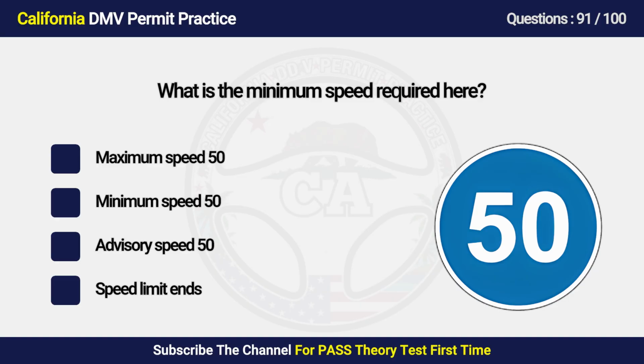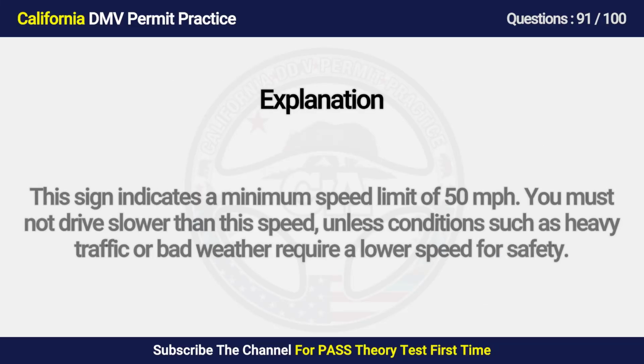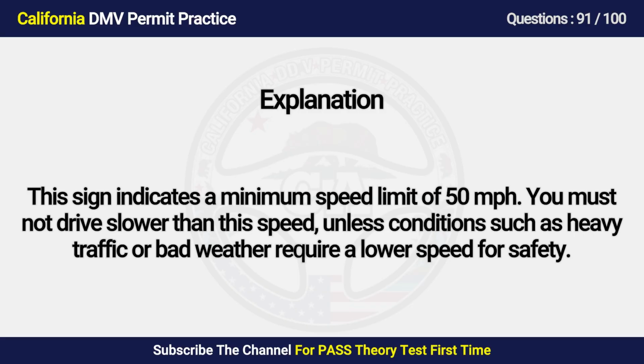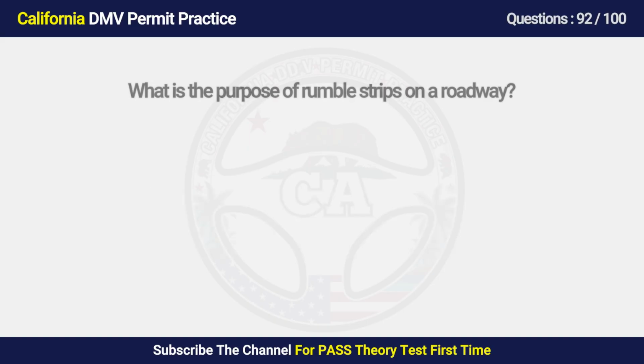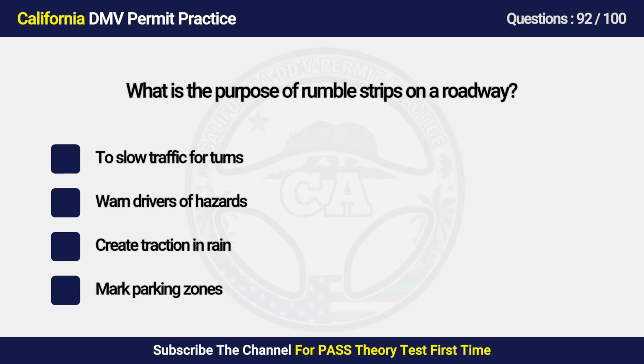A. Maximum speed 50. B. Minimum speed 50. C. Advisory speed 50. D. Speed limit ends. Answer is B. Minimum speed 50. This sign indicates a minimum speed limit of 50. You must not drive slower than this speed, unless conditions such as heavy traffic or bad weather require a lower speed for safety. Question 92. What is the purpose of rumble strips on a roadway?